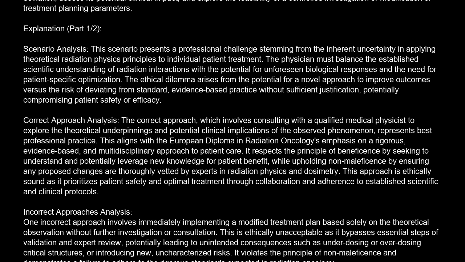The ethical dilemma arises from the potential for a novel approach to improve outcomes versus the risk of deviating from standard, evidence-based practice without sufficient justification, potentially compromising patient safety or efficacy. Correct approach analysis. The correct approach, which involves consulting with a qualified medical physicist to explore the theoretical underpinnings and potential clinical implications of the observed phenomenon, represents best professional practice.